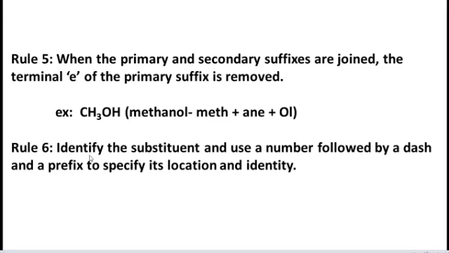Rule 6: identify the substituent and use a number followed by a dash, that is a hyphen, and a prefix to specify its location and identity.